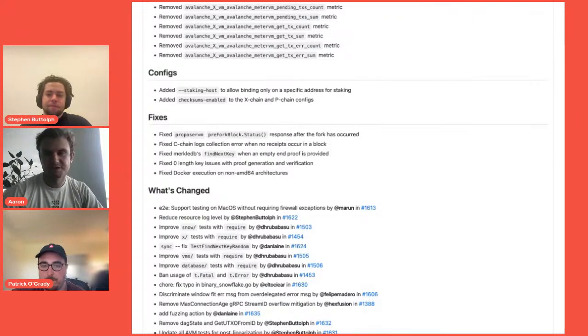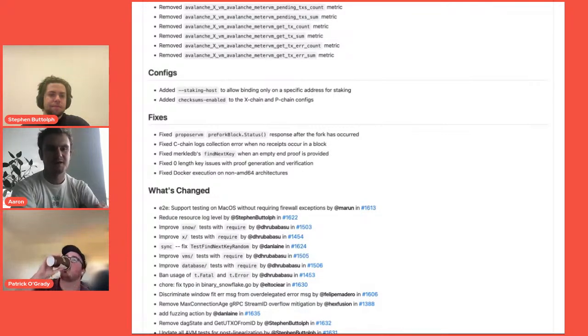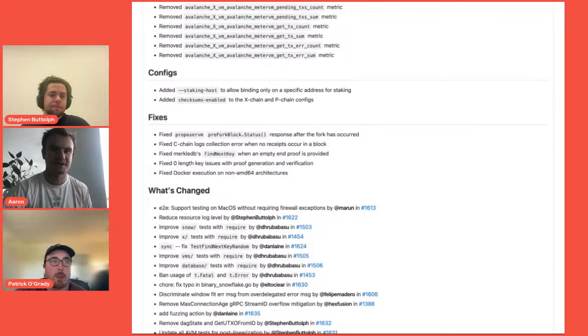Sure. Yeah. The biggest change that we got out in the last release for the C chain was migrating in all of the latest changes from Go Ethereum up through V1.11.4. So we're still a few versions behind and still working on catching up. So that's going to be one thing that we're hoping to get out in, if not the next release, then the release after that.